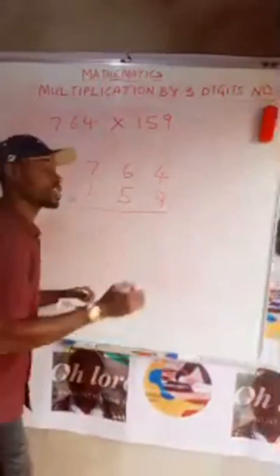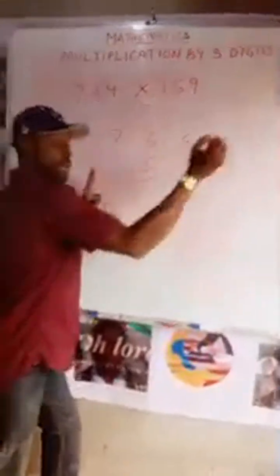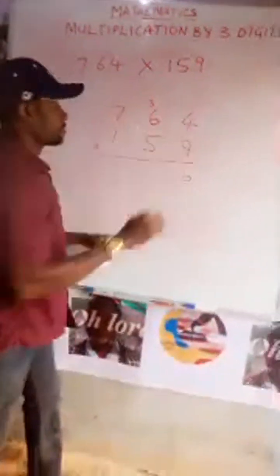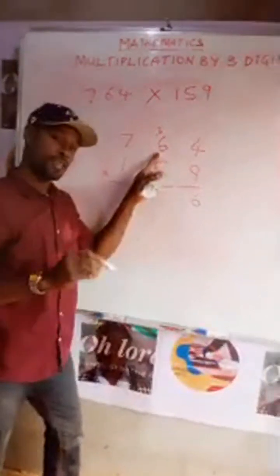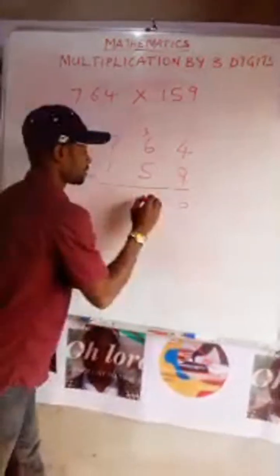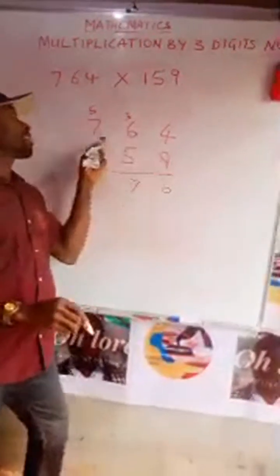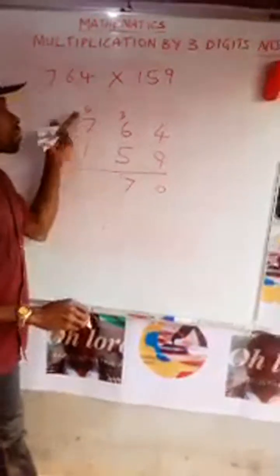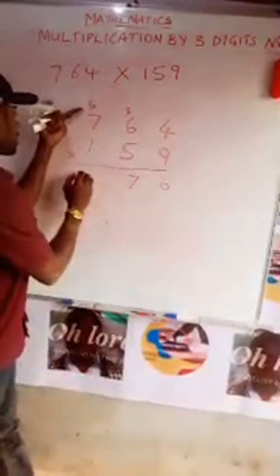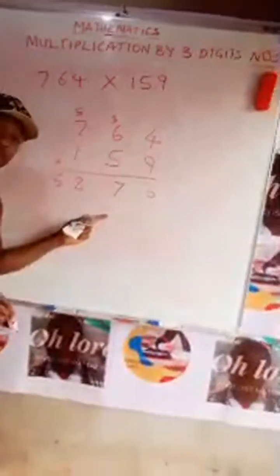So 9 times 4 is 36. You now write your 6 and carry 3 to the next number. 9 times 6 gives us 54. 54 plus 3 gives us 57. Now write your 7 and carry 5. 9 times 7 is 63. 63 plus 5 is 68. See the way the number is arranged. Now to the next number.